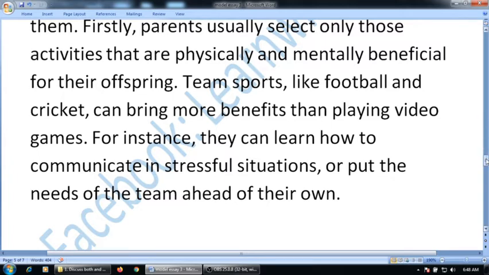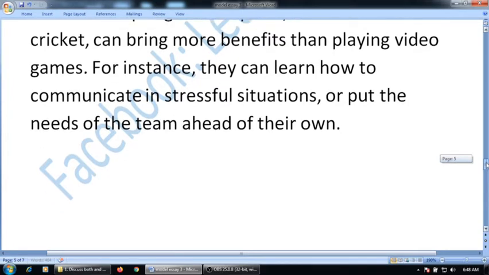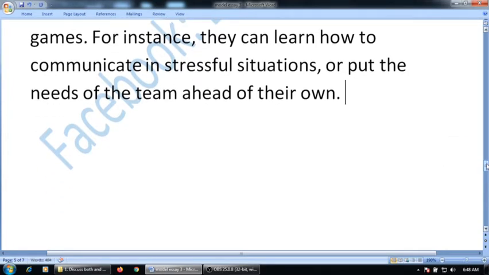So due to team sports, they can learn how to communicate in stressful situations when they are losing their match or their competition, and they put their individual needs behind their team's needs, put the needs of the team ahead of their own.